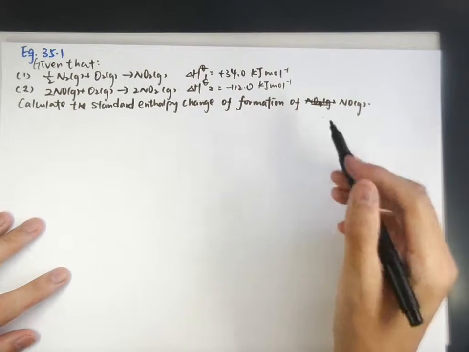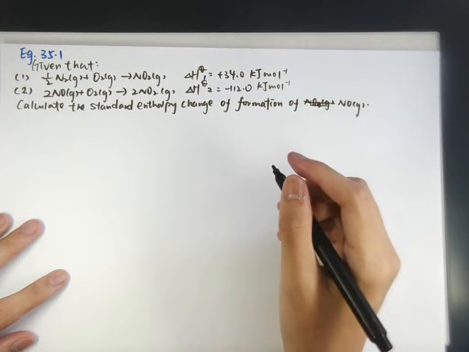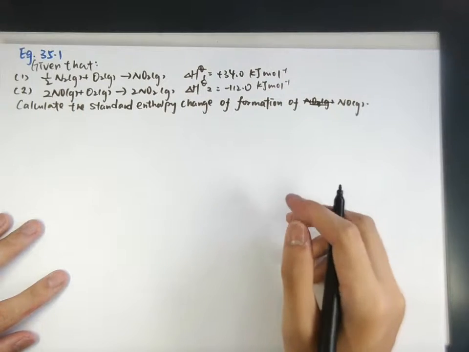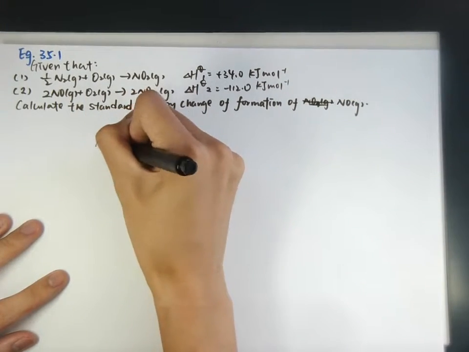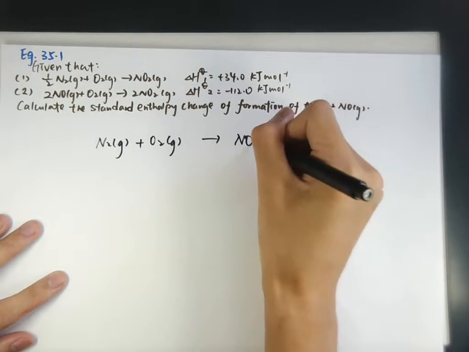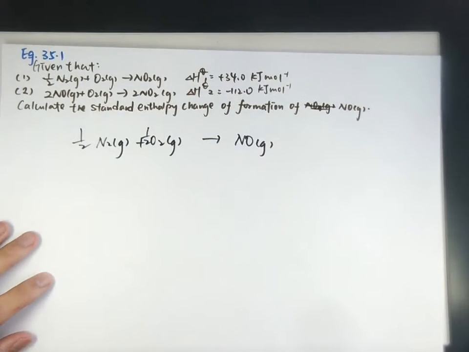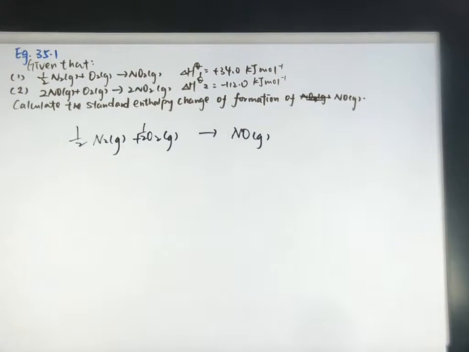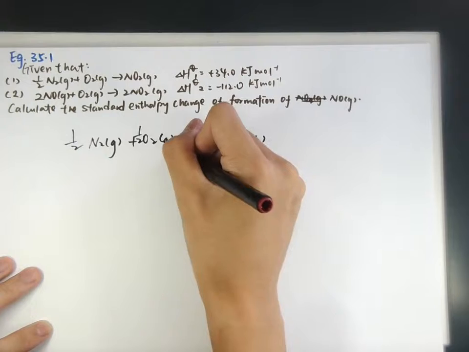Now recite the standard enthalpy change of formation first. It is the enthalpy change when 1 mole of substance is formed from its constituent elements in their standard states under standard conditions. So it is to form 1 mole of NO. Remember, always 1 mole of NO. Okay, this is 1/2, this is 1/2. So we have delta H1, and this is the reaction that we would like to find. This is delta HF of NO.